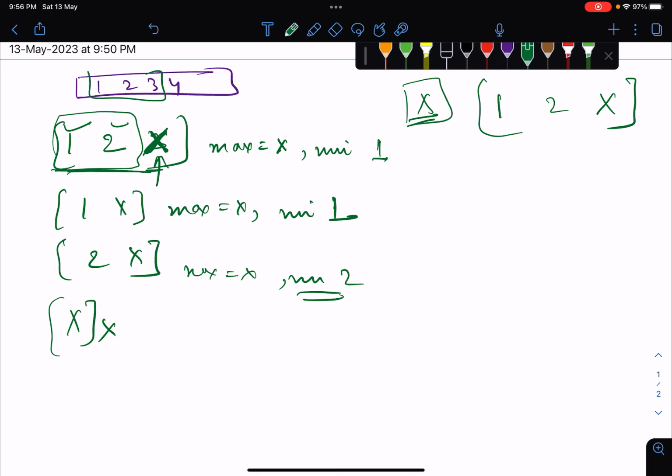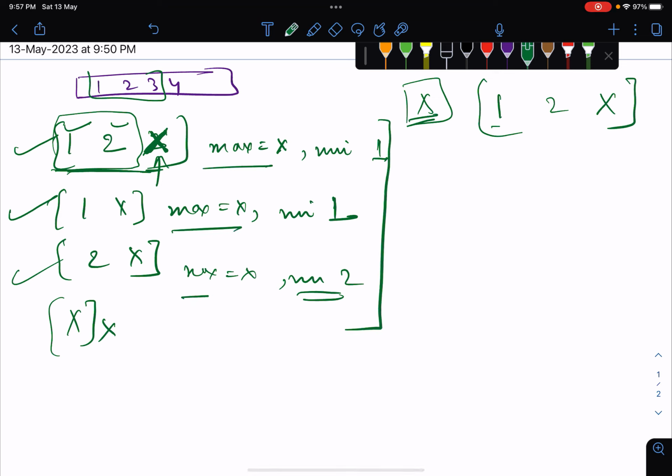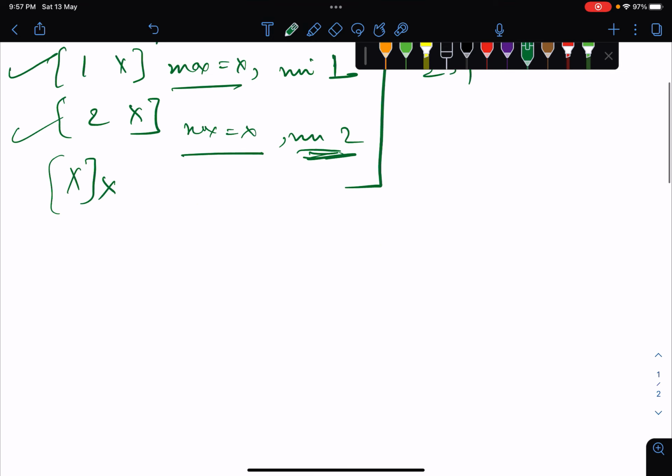For example, first pick 1 2, then pick 1, then 2. So these are the possible three subsequences you can have. If you consider these three elements, just see how many times. Every subsequence has max as x, but how many times do you have min as 1? 2 times. And how many times min as 2? Just 1 time. Now let's extend it.